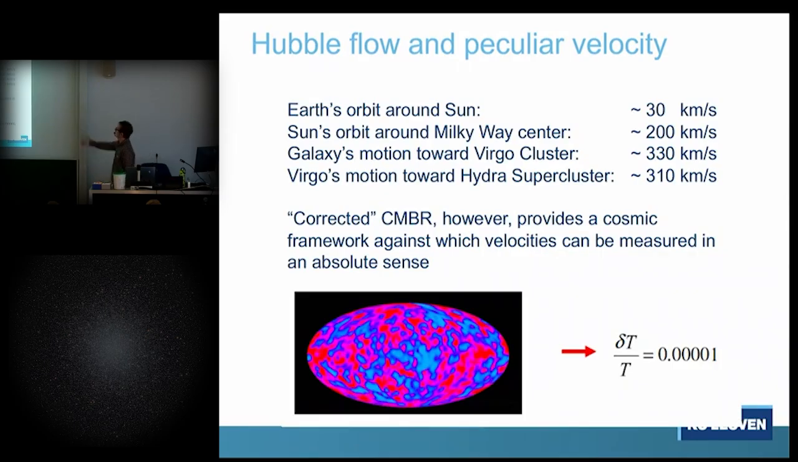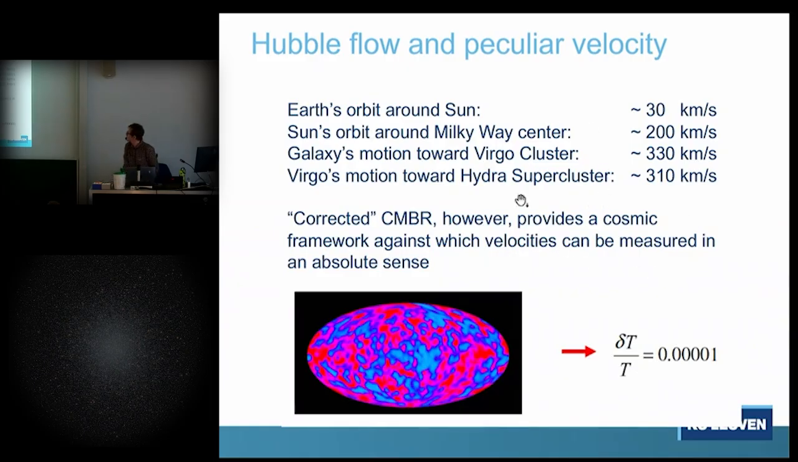If we put this down, we typically call this a peculiar velocity. The Earth's orbit around the Sun is on the order of 30 kilometers per second. Then we have the Sun's orbit around the Milky Way center, the galaxy's motion toward the Virgo cluster, and the Virgo cluster's motion toward the Hydra supercluster. We have to account for that when we want to study, as we come to in the next part, the large-scale flow within the context of Hubble's expansion law.